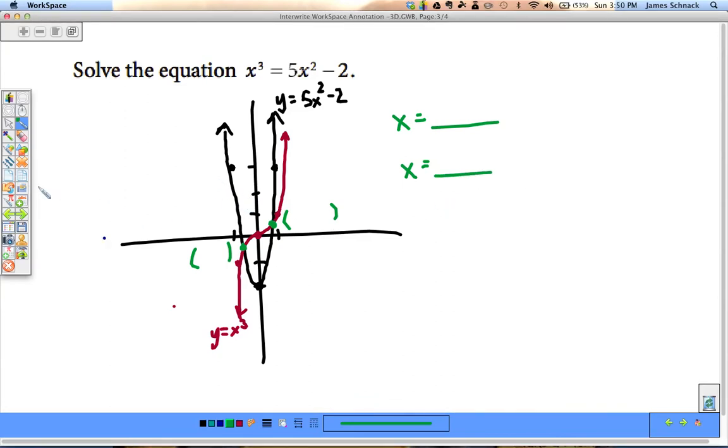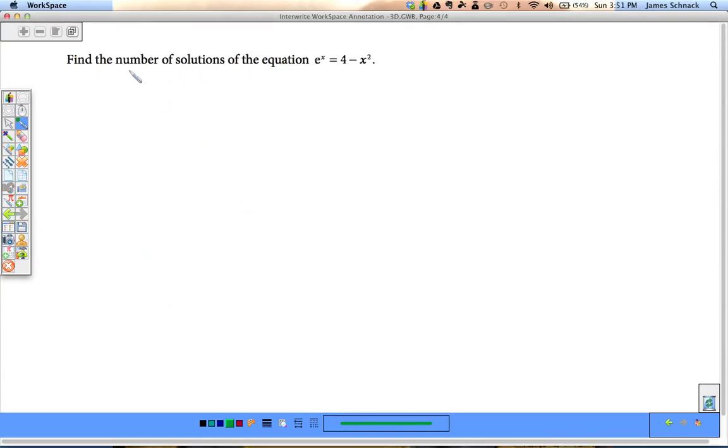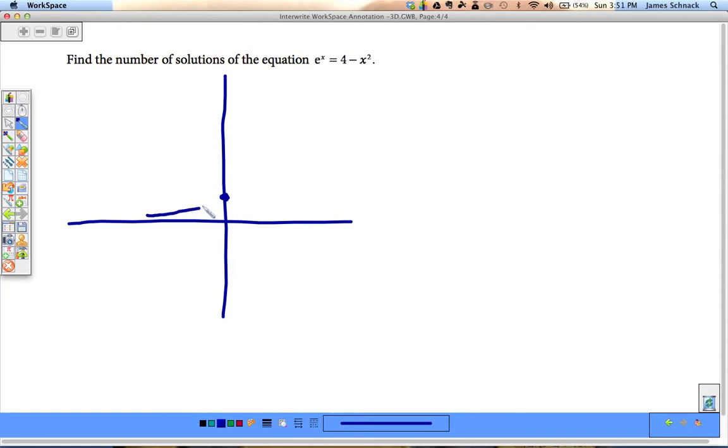So one more example to look at, and it's not actually asking us to find solutions. So it says find the number of solutions. It doesn't say solve. All I need to know is, well, how many times do these two graphs intersect? So I'm about to dazzle you here. y equals e to the x. That's that graph. And then 4 minus x squared would be this curve.